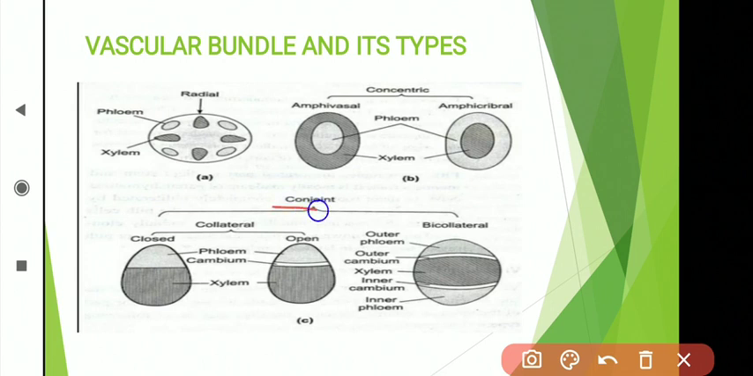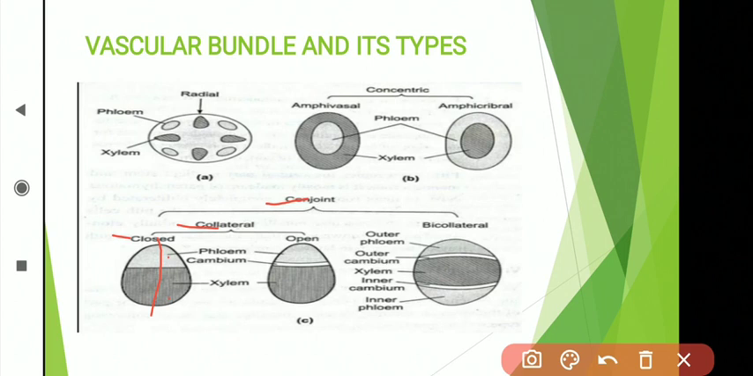This one, the conjoint collateral and closed type of vascular bundle. This type of vascular bundle consists of both xylem and phloem. Xylem and phloem lie side by side on the same radius. If this is the radius, xylem here, phloem here, they are present on the same radius, and the strip of cambium is absent.